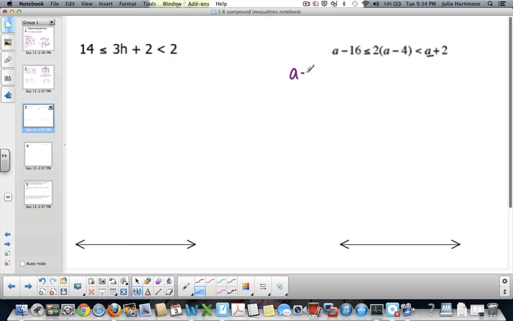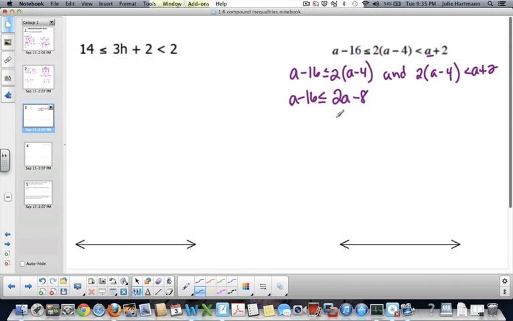So you would have negative 16 is less than or equal to 2 times a minus 4, and 2 times a minus 4 is less than a plus 2. We can go ahead and solve that. That's 2a minus 8, minus the a and add the 8. Sorry, little thing of mine, I always have to rewrite it so my variable's on the left. A is greater than or equal to negative 8.